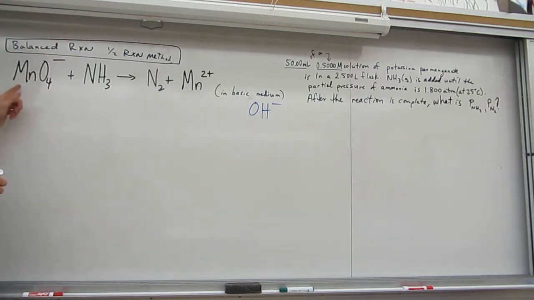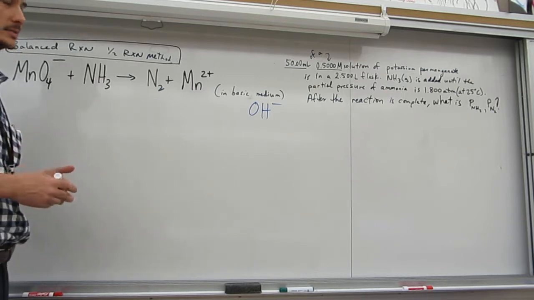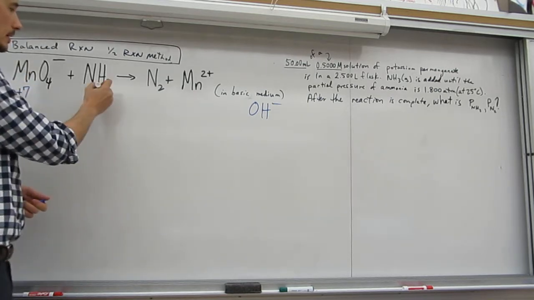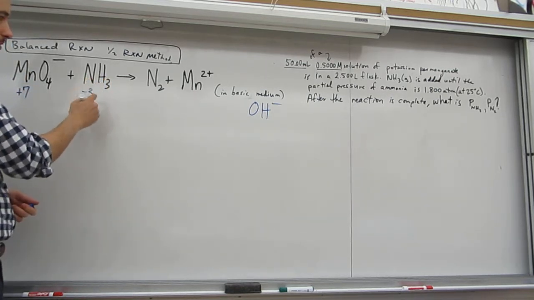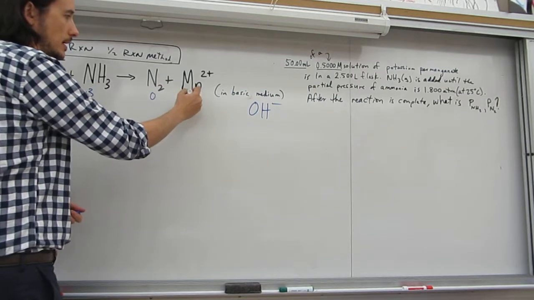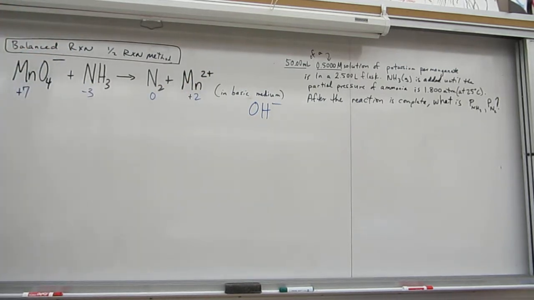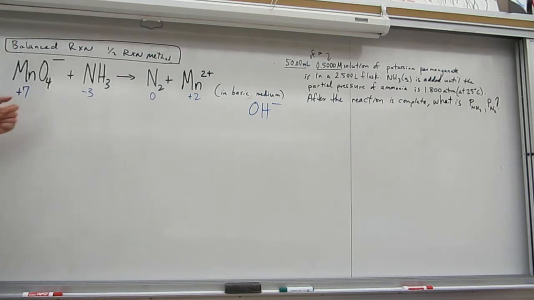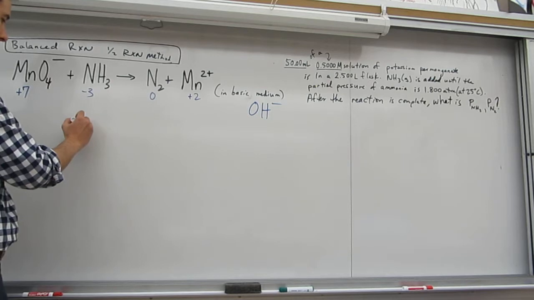First thing I would say is you've got to look at each element that is not oxygen or hydrogen, each element that is changing its oxidation state, and write the oxidation state. So manganese, look at this, we've got oxygen. Oxygen's -2 times 4 is -8, so manganese is +7. Hydrogen here is +1, so nitrogen's -3. Nitrogen here is 0, and manganese is obviously +2. So you could deal with the reduction half reaction first or the oxidation half reaction. It's really your call. Why don't we just start with permanganate.